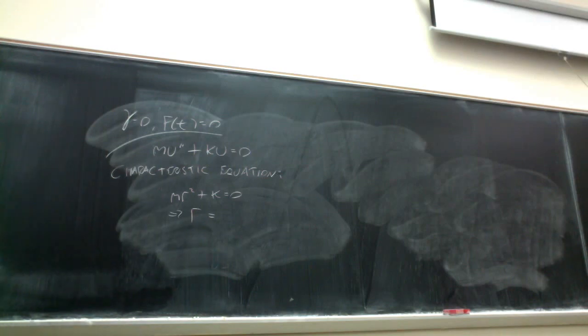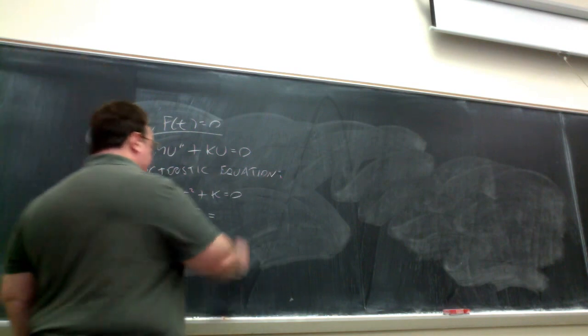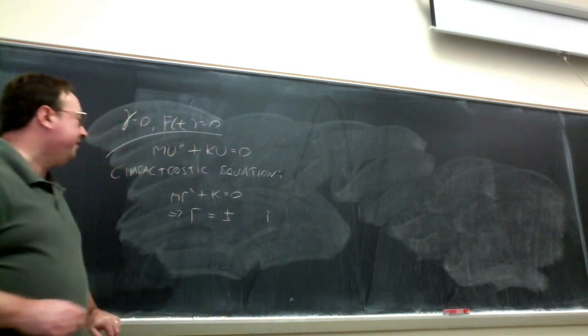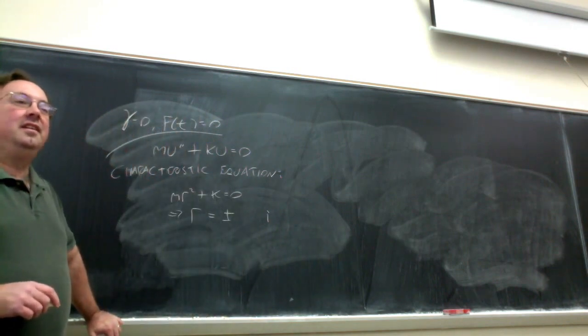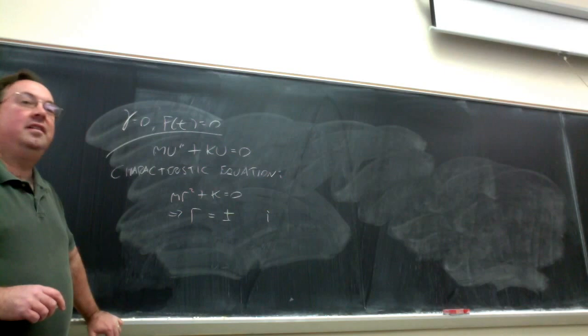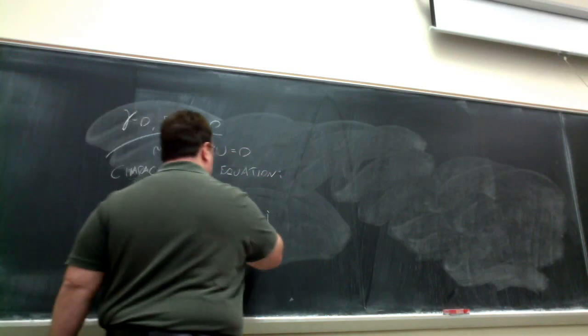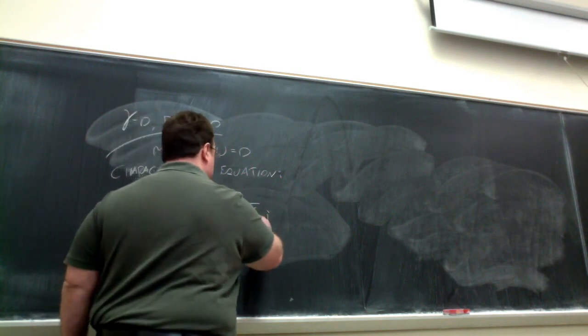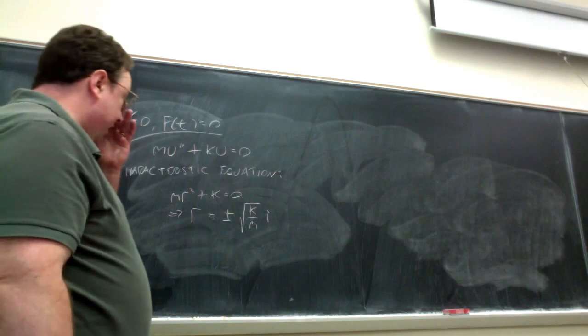Well, first, are they going to be real or complex? They're going to be complex. So I'll just throw it out. It's going to be plus or minus something times i. What's the something? Square root of k over m. Yeah, because you get r squared is minus k over m. Then you take a square root, and that's where the plus or minus i appears.